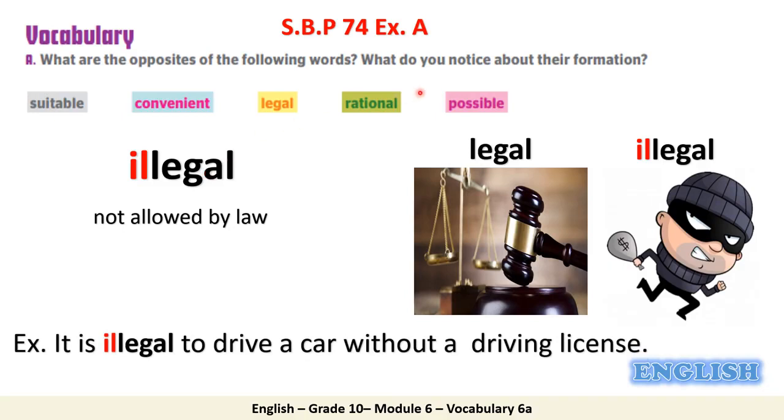And now, what do you notice about the formation of the adjective legal and illegal? Let's look at the initial letter of the word legal. What is it? It's L. That's correct. And let's notice here the prefix also is pronounced as L. So, the rule here says that if the adjective starts with L, it takes the prefix il to form the opposite meaning of this adjective.